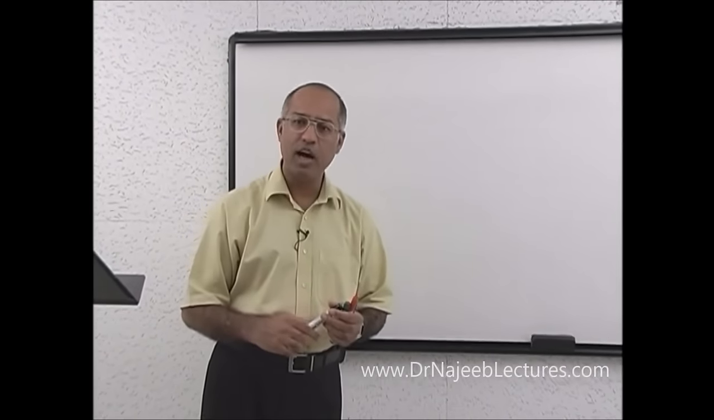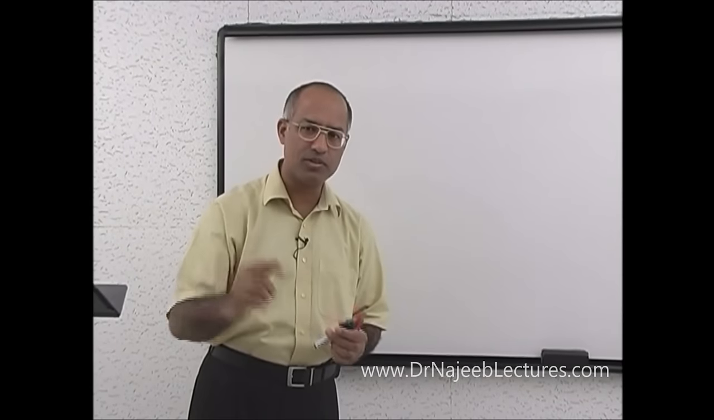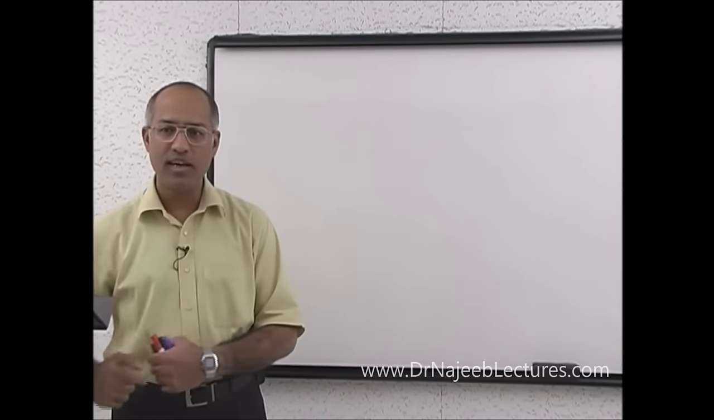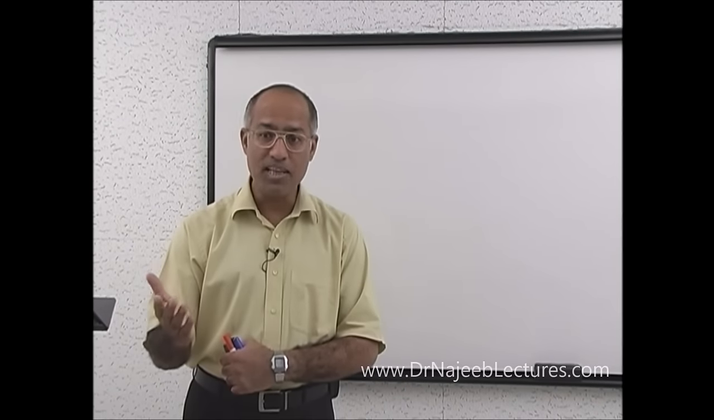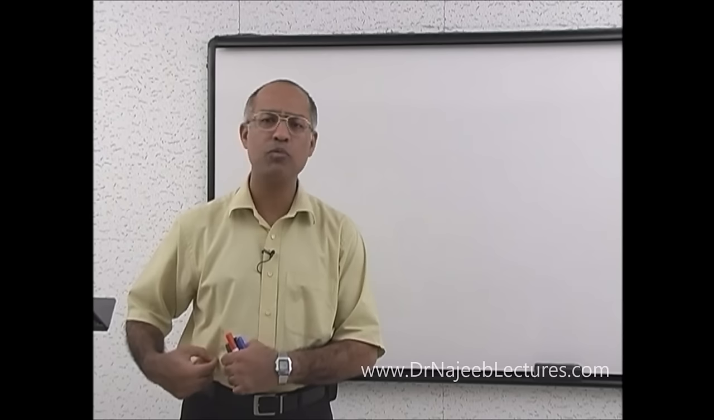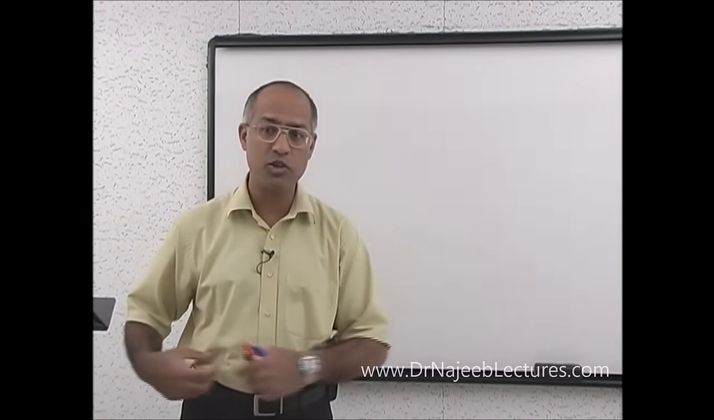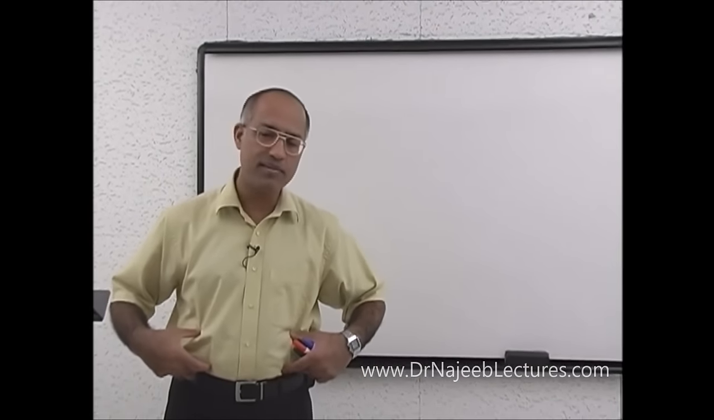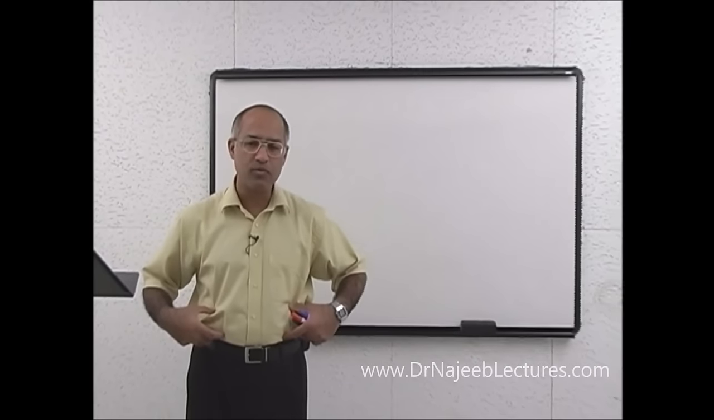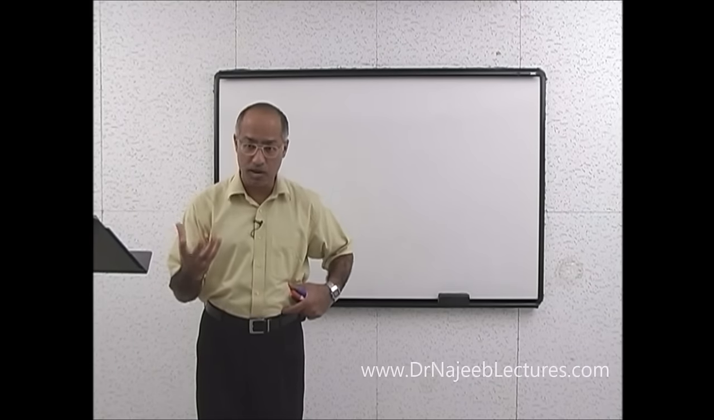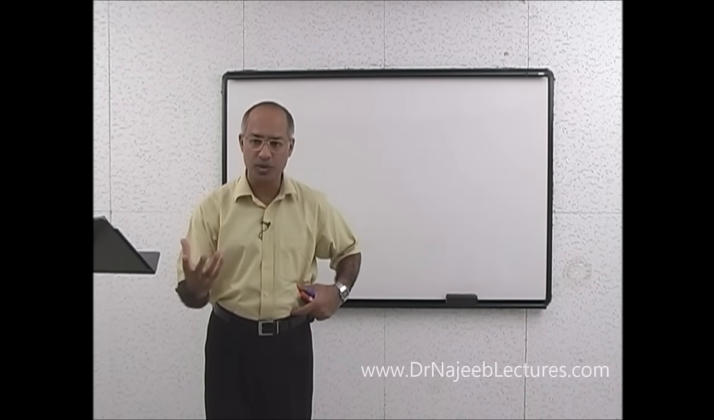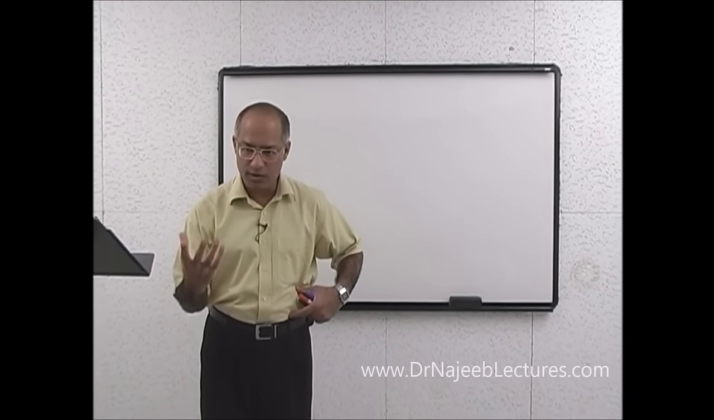And in one kidney, how many nephrons are there? Yes, Mr. Abbas. About 1 to 1.2 million in one kidney. It means in both kidneys you have 2 to 2.4 million nephrons. And every nephron has a glomerulus, which is a filtration unit.